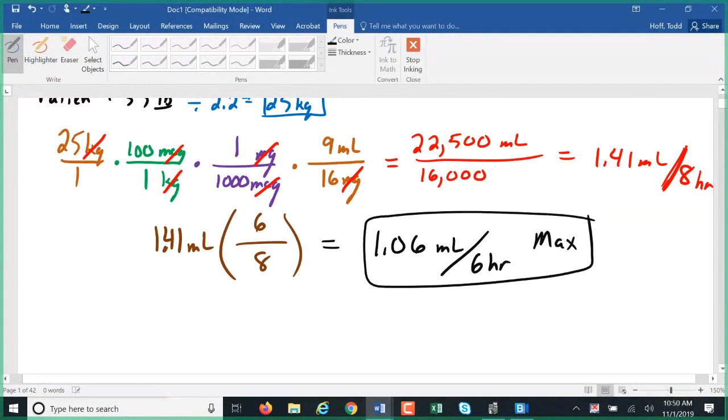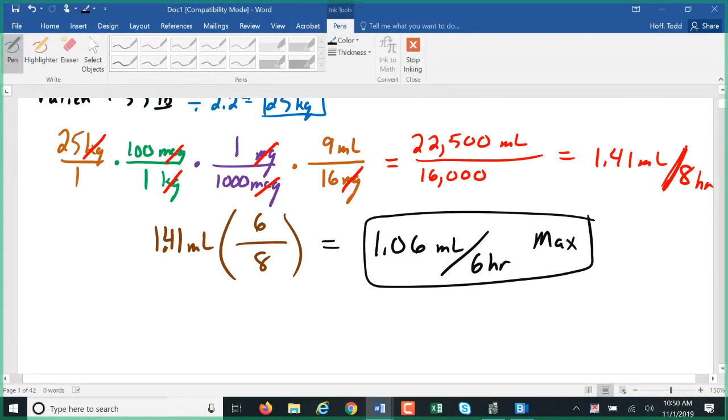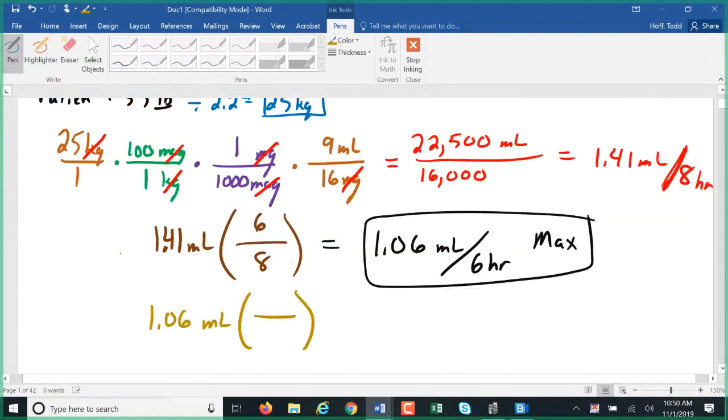Remember, that was our maximum dose. We had used the largest recommended dosage for that. Still need to find the minimum dose. That's the maximum dose is 1.06 milliliters. That was calculated using 100 micrograms. We want to convert it to the 80. So again, what we've used for this calculation goes on bottom. What we're converting it to goes on top.